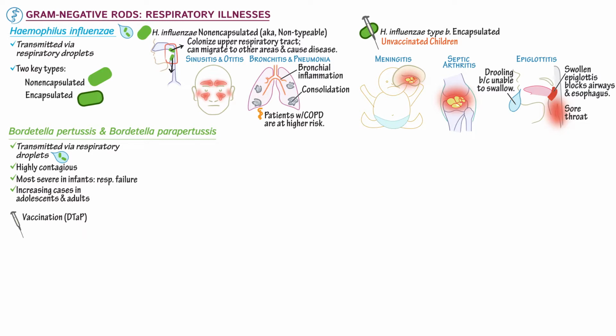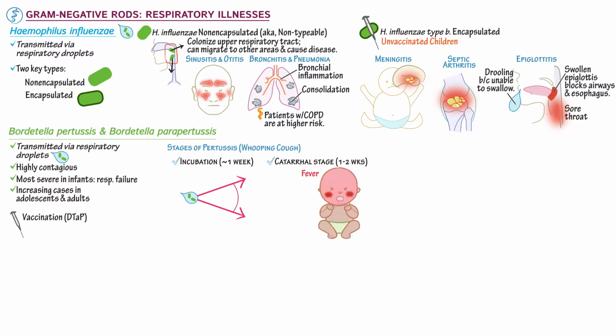Write that the DTaP vaccine protects children from infection. Let's show the stages of pertussis. Indicate that the incubation period lasts approximately 1 week. This is followed by the catarrhal stage, which lasts 1 to 2 weeks. Show that this stage is characterized by nonspecific symptoms of fever, runny nose, sneezing, and cough.